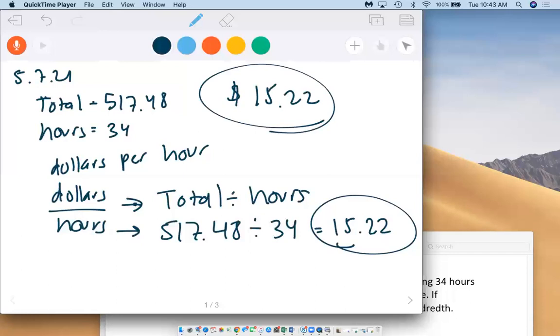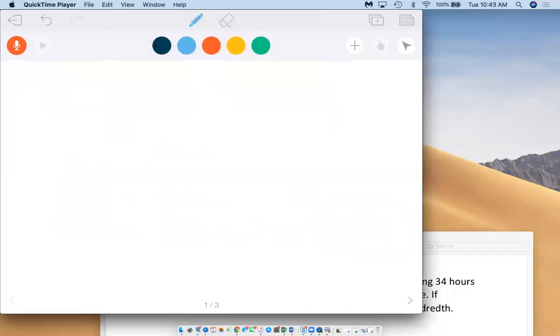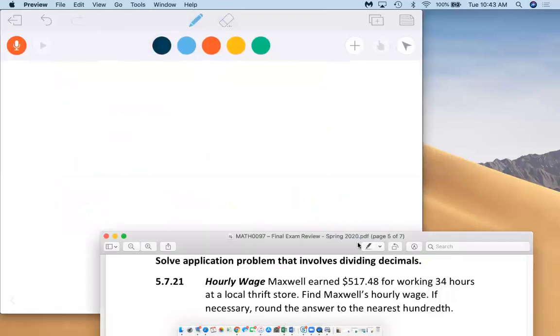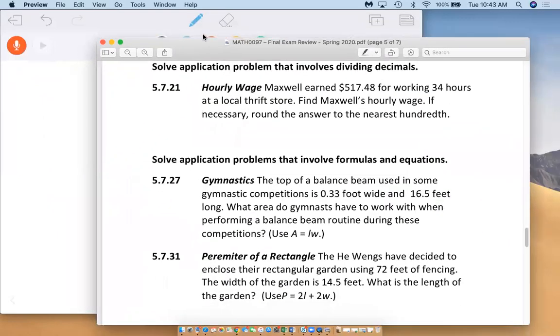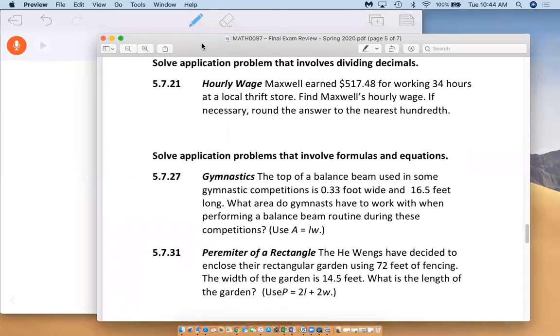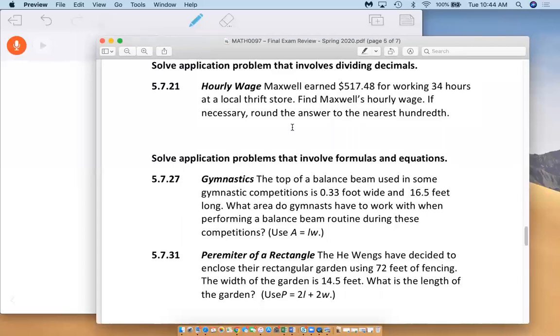Any questions about that one, guys? Okay. All right. Well, it's probably in a state. Max probably works in California where the cost of living is outrageous.